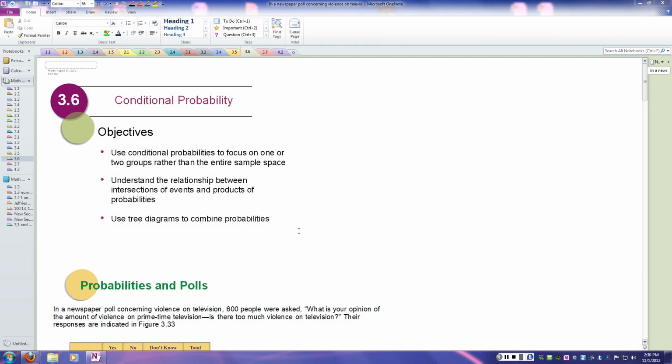Today's lecture is over 3.6 on conditional probabilities. Today we're going to talk about the use of conditional probabilities to focus on a specific group of outcomes rather than the entire sample space. We're going to understand the relationship between the intersections of events and the probabilities, and tree diagrams are really going to come in useful here, and you'll actually be doing tree diagrams on your homework. So we'll talk about them without tree diagrams, and then we'll look at the usefulness of the tree diagrams.